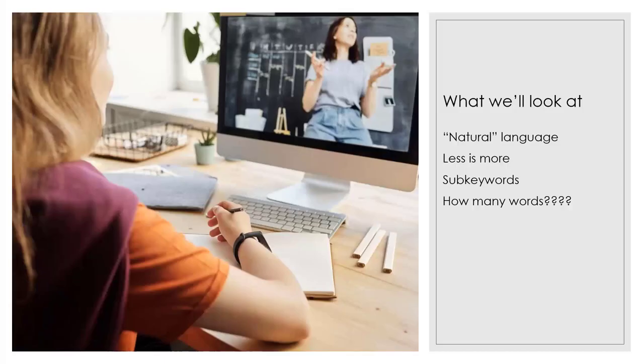Okay, what we're going to look at, natural language. I just gave you a couple of examples that were not natural. They don't make sense. If you're speaking to somebody, they would look at you and say, what's the guy talking about? A blog post, an article, a web page is just the written form of a conversation with a real person. So bear that in mind when we talk about natural language.